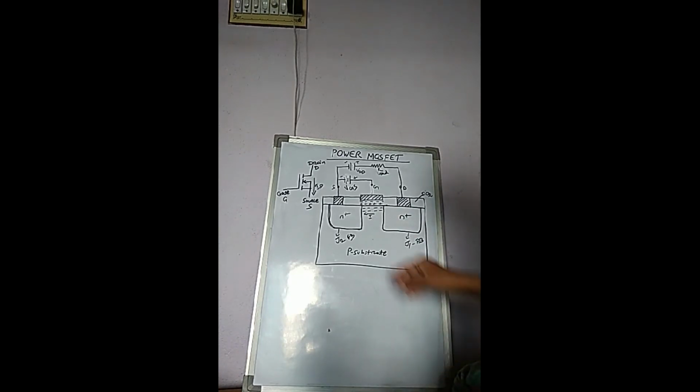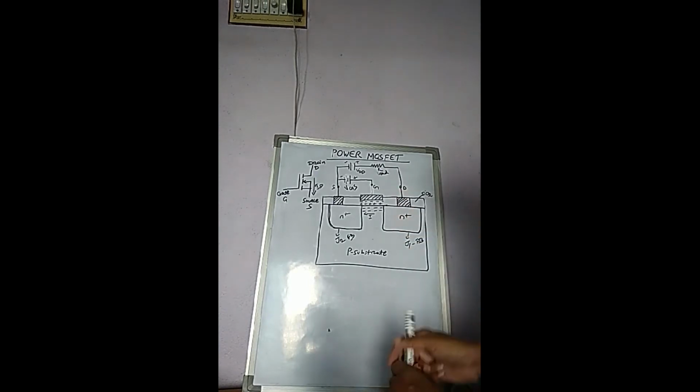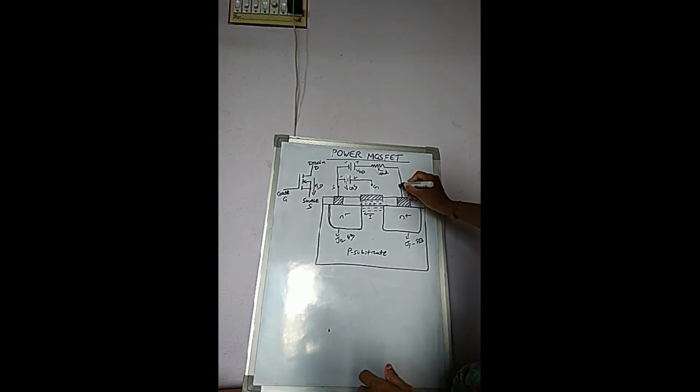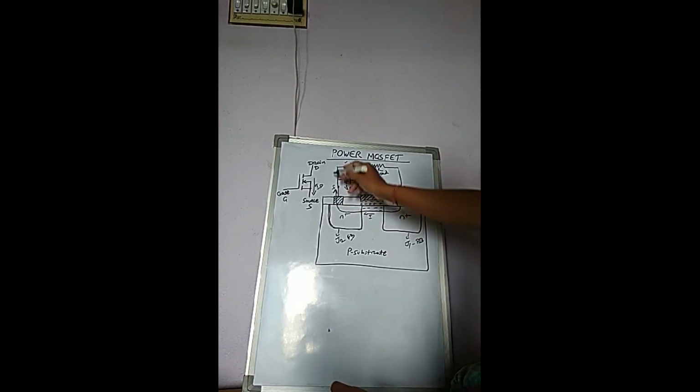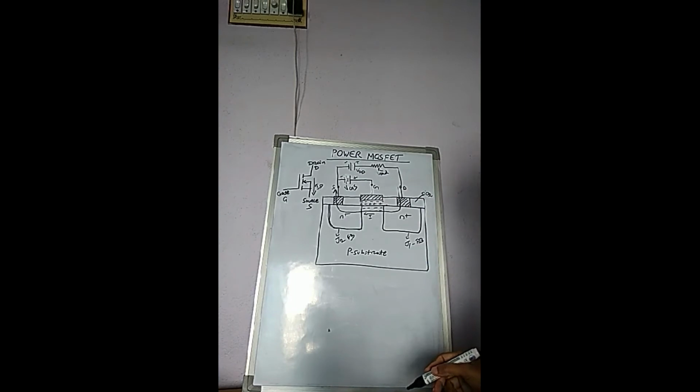How is it an N channel? See, this is N plus, this is N plus, and these are the electrons. So this is a complete N channel path. And once the N channel path is created, current can flow through this path. Current can flow from drain to source through this N channel. This current is ID, the drain to source current.